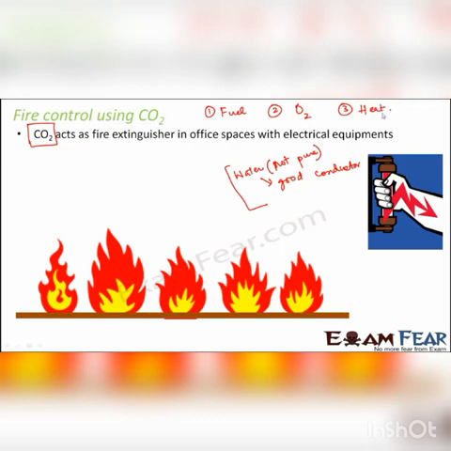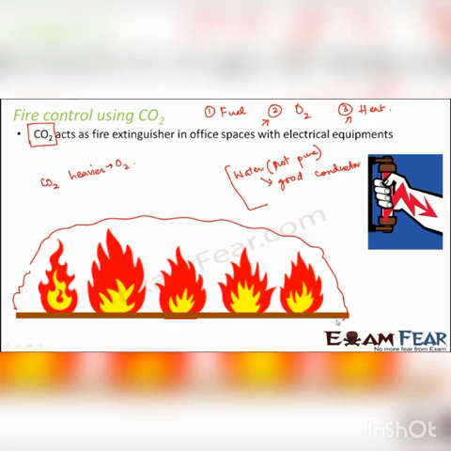Now, water acts as a fire extinguisher because it attacks the third criteria, but carbon dioxide attacks the second criteria. Because carbon dioxide is a gas and oxygen is also a gas, carbon dioxide is heavier than oxygen. Since it is heavier, it settles down. As a result, carbon dioxide acts as a blanket surrounding this entire substance.